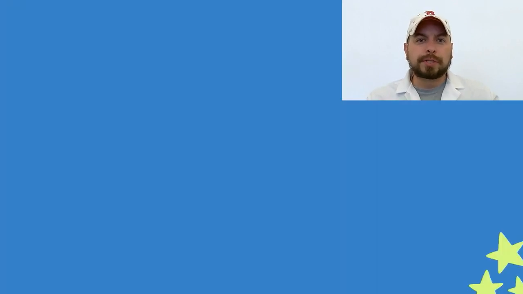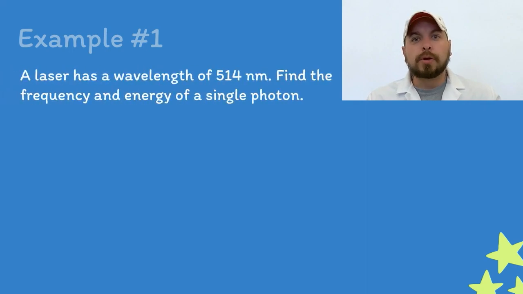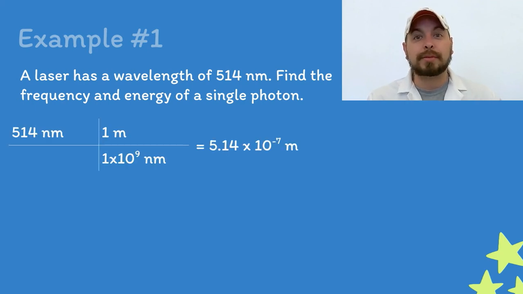Let's get to our first example where we're going to apply this. Here I've got a laser, and this laser has a wavelength of 514 nanometers. Again, nanometers is a really important unit here. Remember, a nanometer is 1 times 10 to the negative 9th meters. So if we have 514 nanometers, it's 5.14 times 10 to the negative 7th meters, and you get there by dividing by 1 times 10 to the 9th.